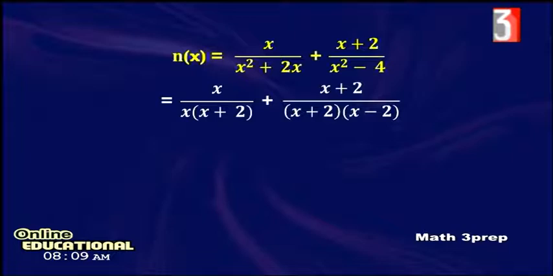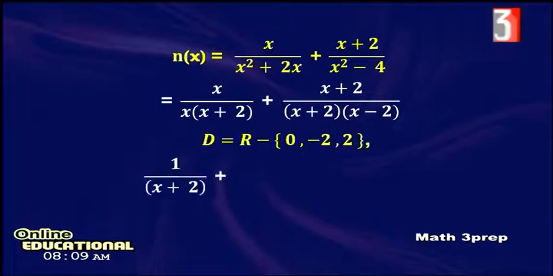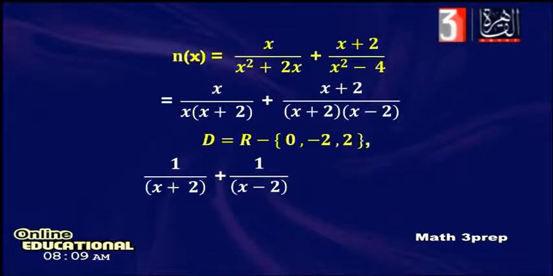Then you are going to find the domain. The domain of which part? Of all the denominators. So the domain will be R except 0, negative 2, and 2. Then by reducing x with x to obtain a result as 1 over x plus 2, plus, by reducing x plus 2 with x plus 2, you are going to obtain a result as 1 over x minus 2.